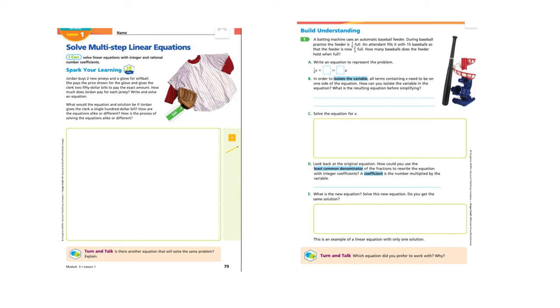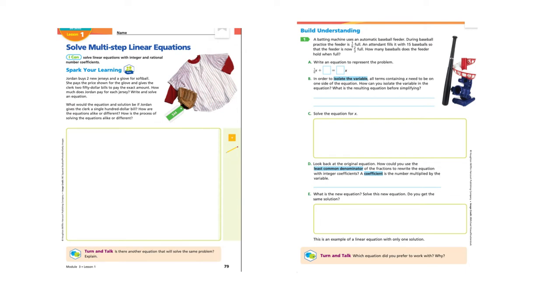So I would always suggest that you try the Spark Your Learning, because it's usually something kind of cool that gets you into thinking the way they're going to be talking in the module. So let's look at this. Jordan buys 2 new jerseys, so buys 2 of these. She pays the price shown for the glove and gives the clerk 2 $50 bills to pay the exact amount. How much does Jordan pay for each jersey? So they're asking about, she bought 2 and this glove costs this much, and she gave the clerk 2 50s, and that was the exact amount for everything that she bought, 2 jerseys and 1 glove.